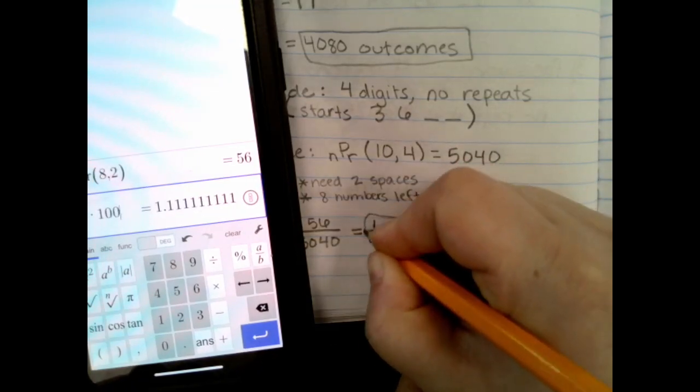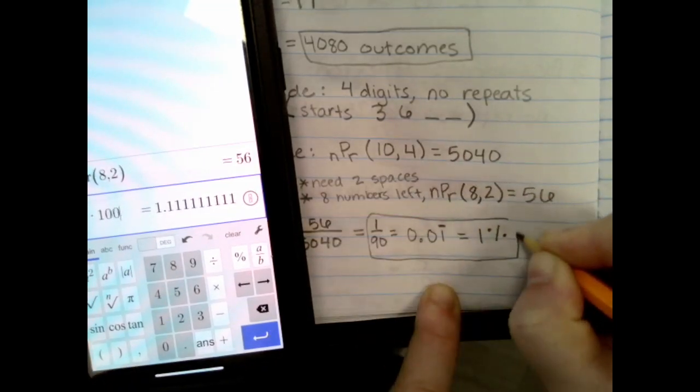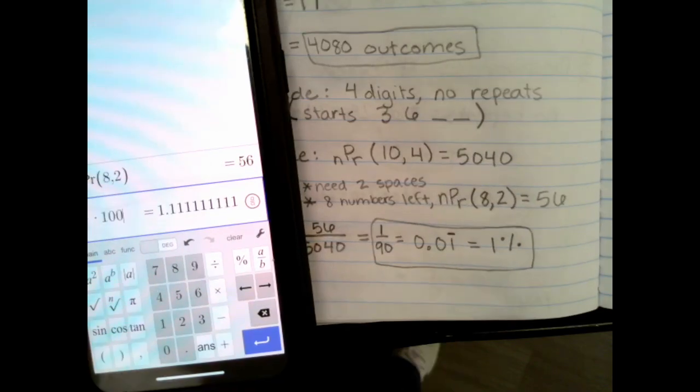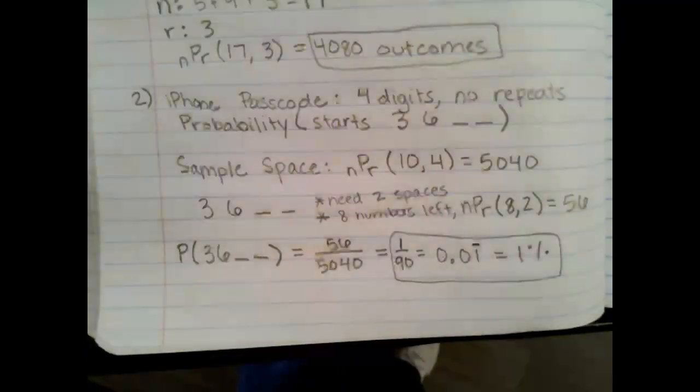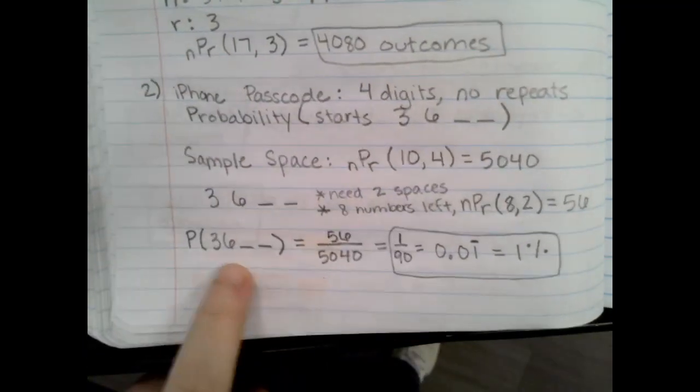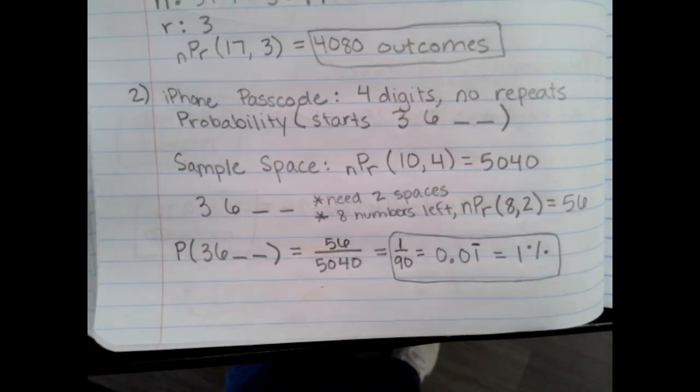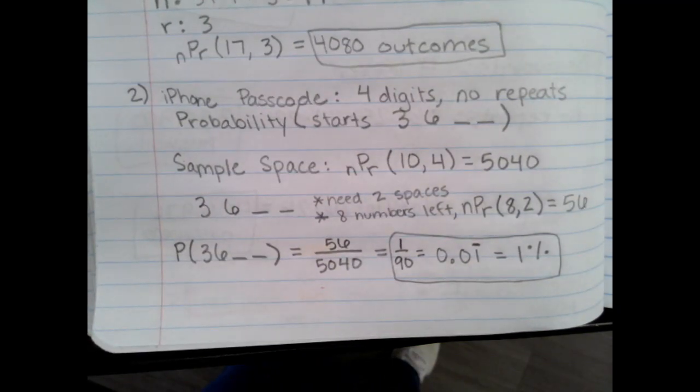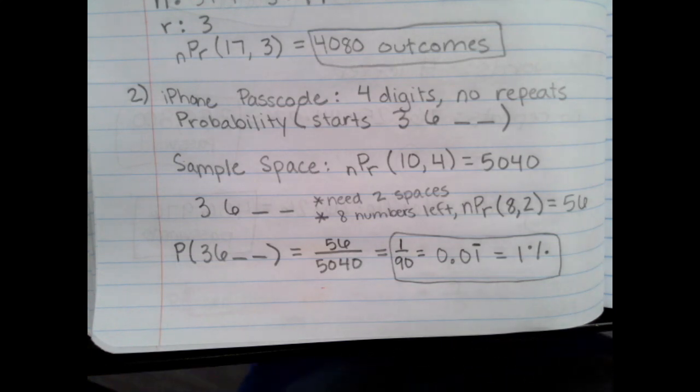I mean, I guess. But if you all just randomly pick a 4-digit passcode, there's only a 1% chance that you picked one that was a 3, 6, something, something. Feels like it would be more than that. So this is another situation where you actually see math in real life.